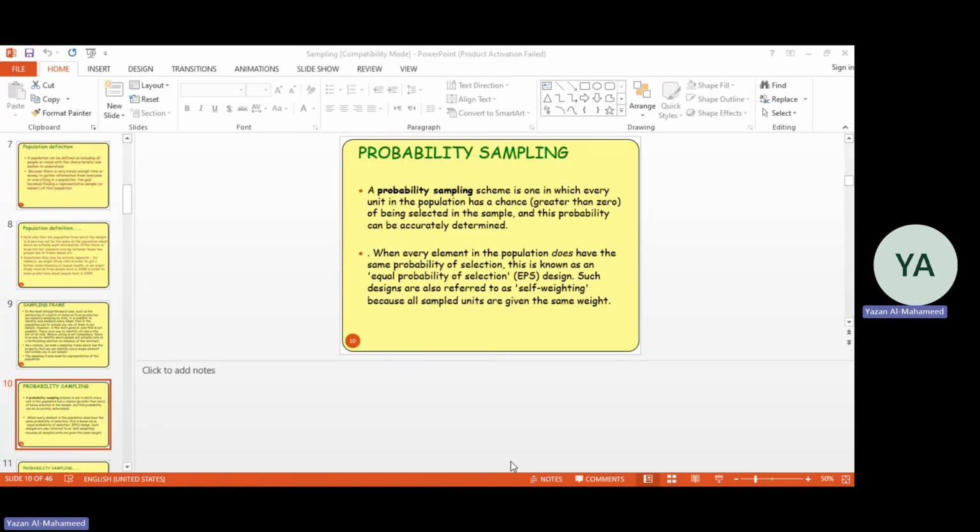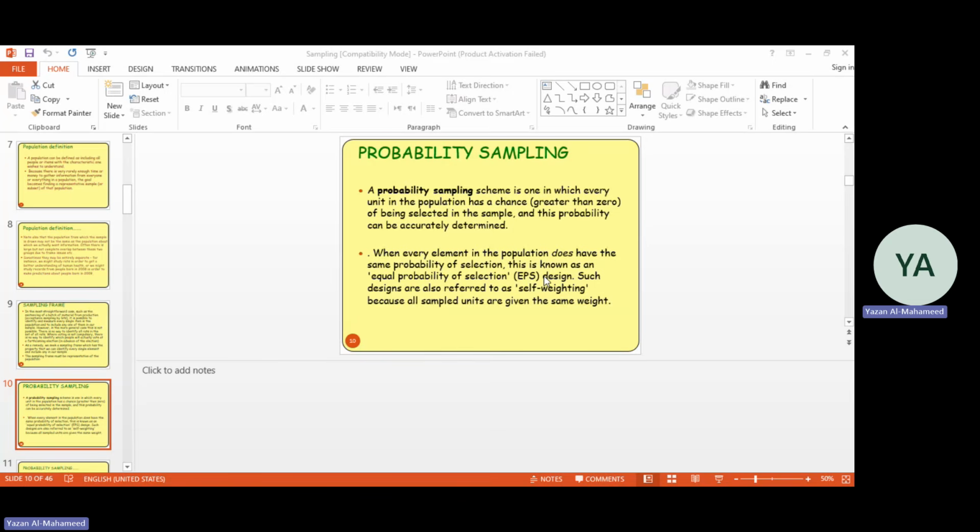Normally, we have to bear in mind we have two main types of sampling techniques. The first type is called probability sampling, while the second type is called non-probability sampling. And probability sampling has the advantage over non-probability sampling in that all members of the population have an equal chance of being selected or drawn from the population.